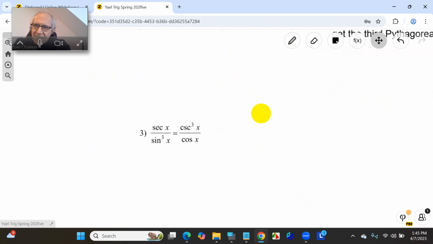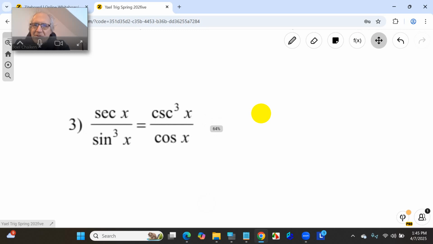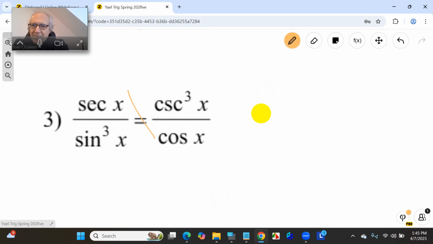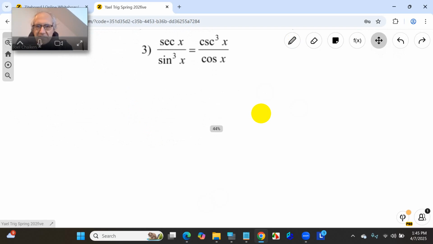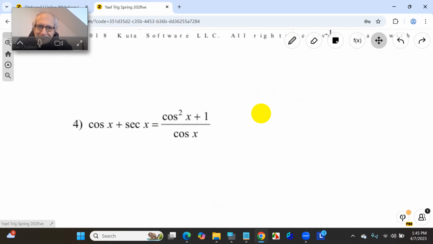Again, you just convert everything to sines and cosines and hope for the best. Whatever you do, never cross multiply. Never, never cross multiply, because you are being asked to show they are equal. They are not equal yet, because you are being asked to show that they're equal. Now, this one also, you can play the same game. You can just write this as cosine squared x over cosine x plus 1 over cosine x and make your life really easy.